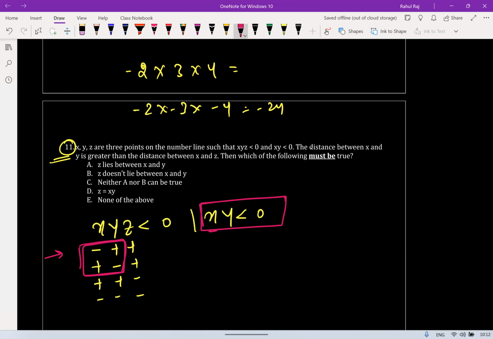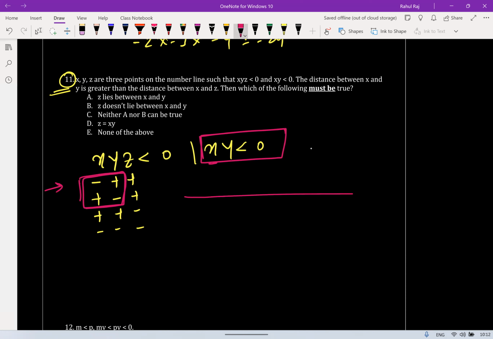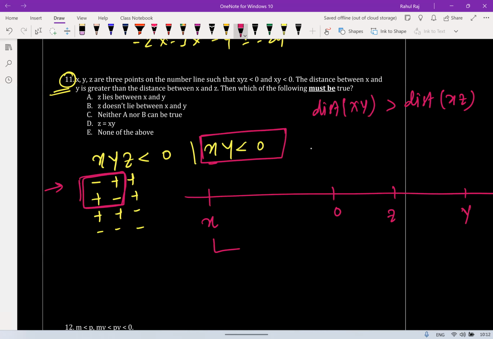Now imagine I take the first case as x negative, y positive, z positive, and let me draw a number line. Let's say this is 0, x is here, x negative. This is, let's say, z, and this is y. So the distance between xy is greater than the distance between xz. Am I 100% sure the distance between xy is greater than the distance between xz? Yes, but in this case, z lies between x and y.